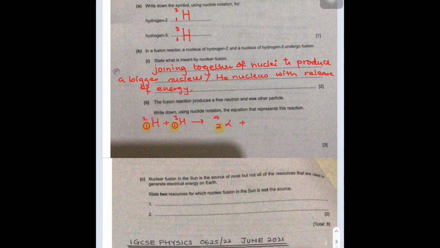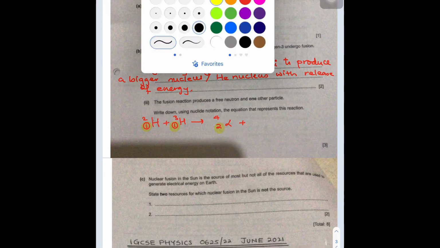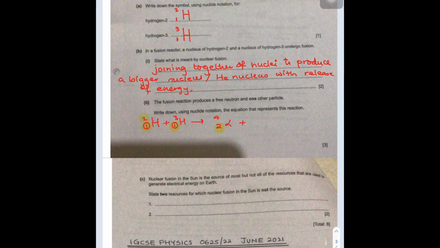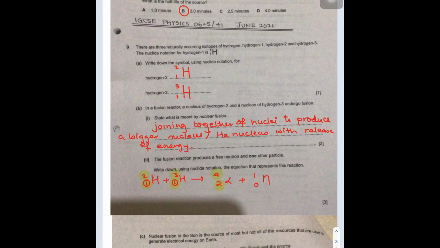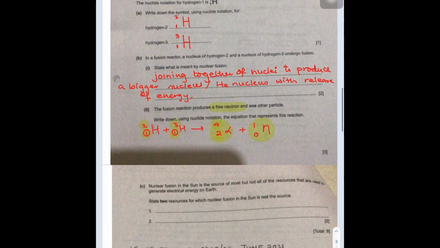Plus something is created. We'll see what is created. Then next is 2 and 3, 5, but here it is just 1. So that's 1 and 0. So 1 and 0 is what? Neutron, right? It even tells us that the fusion reaction produces a free neutron. So that's the free neutron, and one other particle. That other particle is the alpha particle. All right.